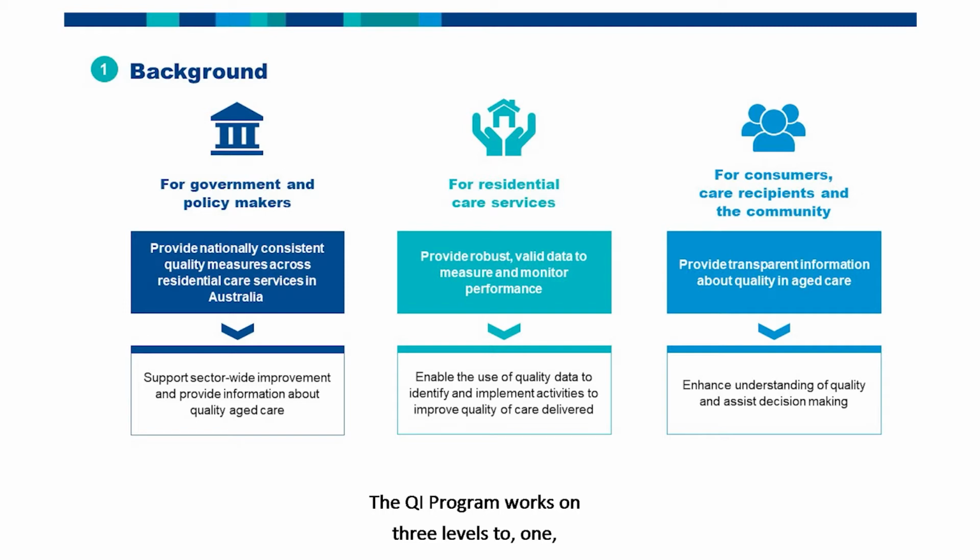The QI program works on 3 levels. 1. Provide system-level data to government and policymakers. 2. Give providers comparable data to support quality improvement. And 3. Empower consumers in the community to make more informed decisions.